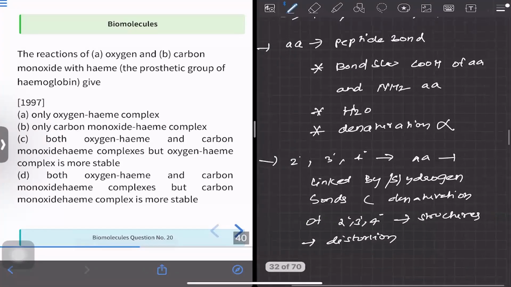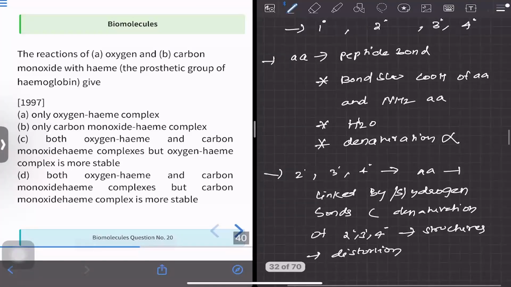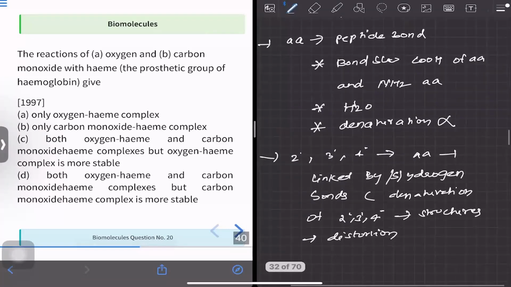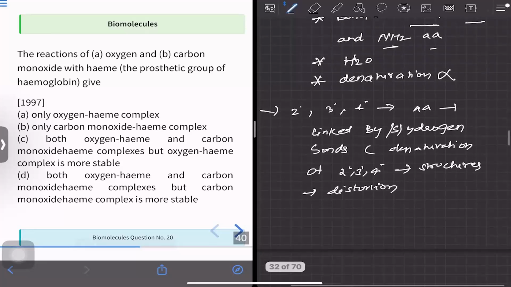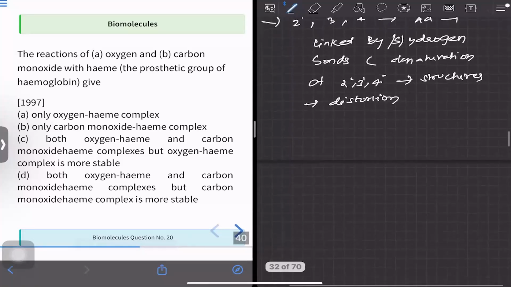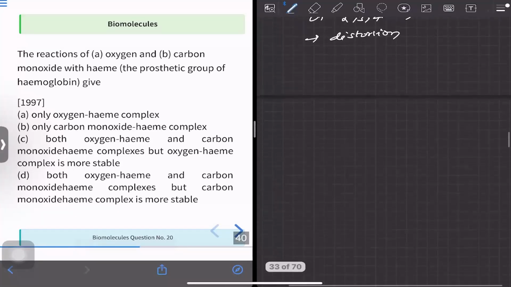So we all know that protein exists in four forms, which are primary, secondary, tertiary, and quaternary. In the primary structure, amino acids are linked to each other with the help of peptide bonds. A peptide bond is between the carboxylic acid of one amino acid and the amine group of another. So it is a strong bond which cannot be distorted by heat. Secondary, tertiary, and quaternary structures are linked together by hydrogen bonds. We all know that hydrogen bonds are fragile bonds, easy to break. So on denaturation, we can easily break these structures.